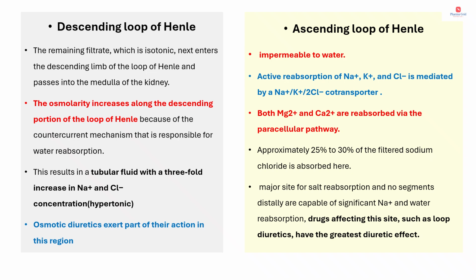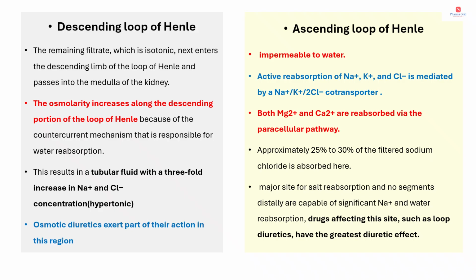Isotonic means having the same solute concentration, then water will be reabsorbed from the descending loop of Henle. When water is reabsorbed, the concentration of water becomes less and the concentration of solutes becomes more. That leads to an increase in osmolarity and the filtrate becomes hypertonic, meaning tubular fluid with a threefold increase in sodium and chloride concentration. Osmotic diuretics exert part of their action in this region, the descending loop of Henle.